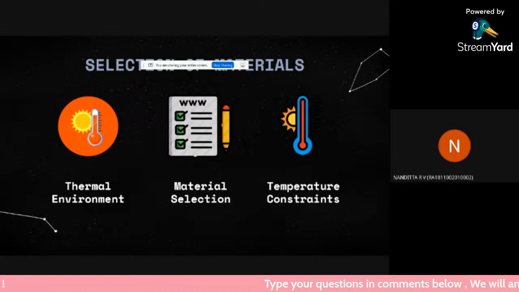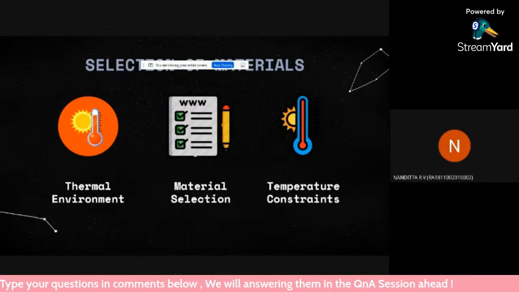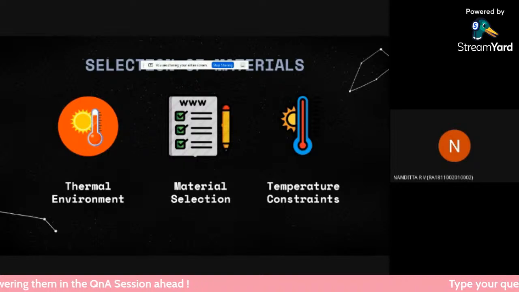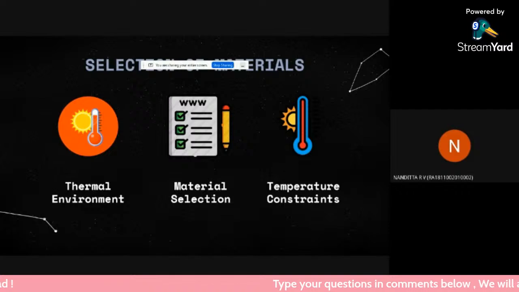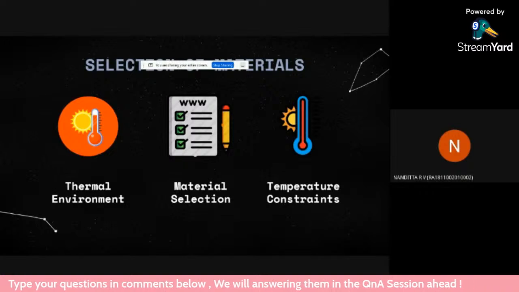Then we'll come to the material selection. There will be a deviation in the behavior of the material with respect to the temperature as well as pressure. So material selection should be handled depending on the temperature in which we are going to operate. And finally, the temperature constraints. The melting point and the boiling point of any gas or any metal depends upon the temperature. So all those fall under the temperature constraints.